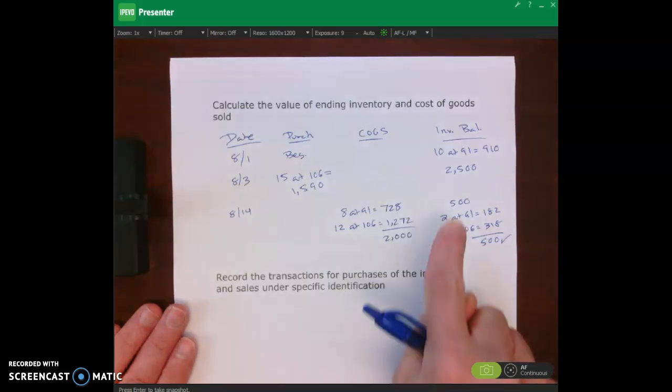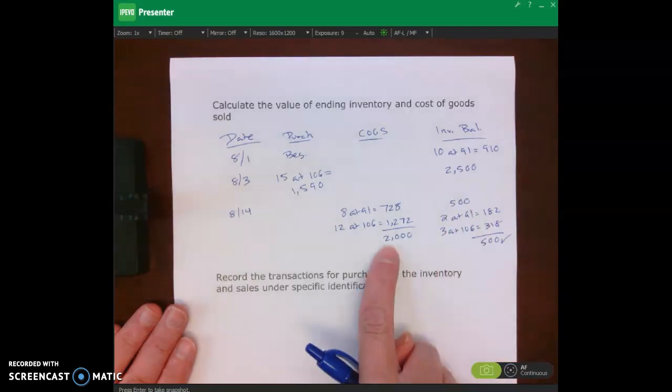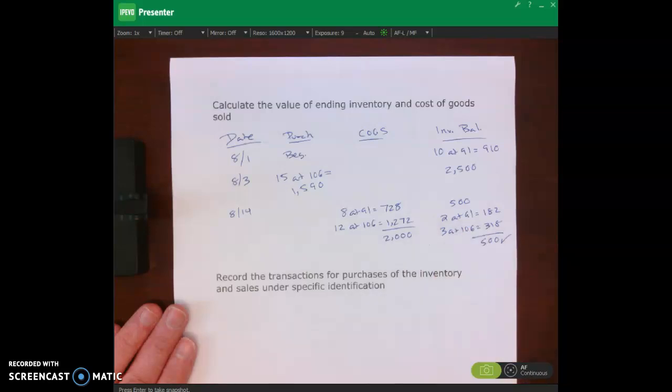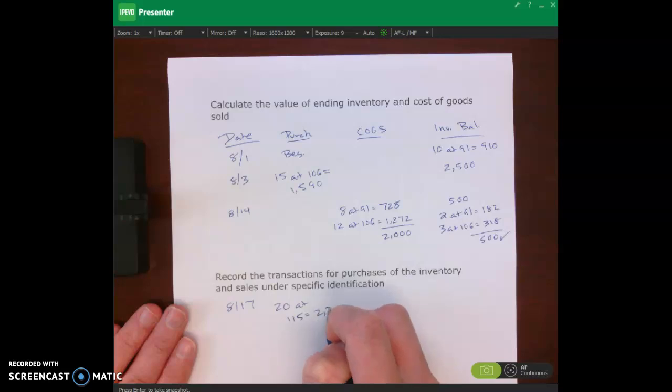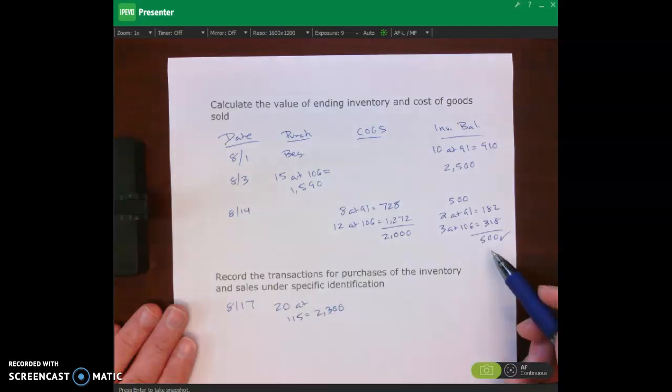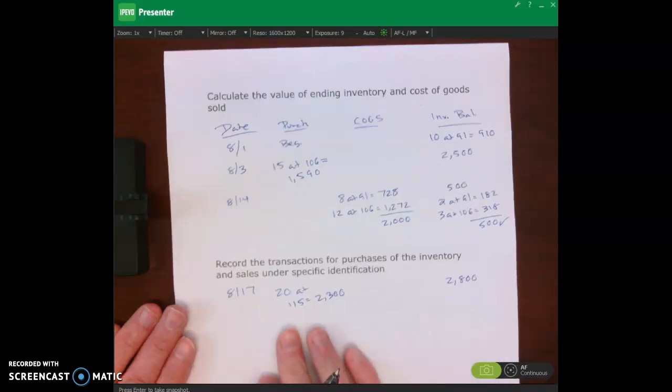Or I could just take my merchandise available for sale minus my cost of goods sold to figure out my ending inventory. Come over here to 8/17, and it says that we bought another 20 at 115. That was our cost for $2,300. I add that to my $500 over here. That gives me $2,800 inventory balance.